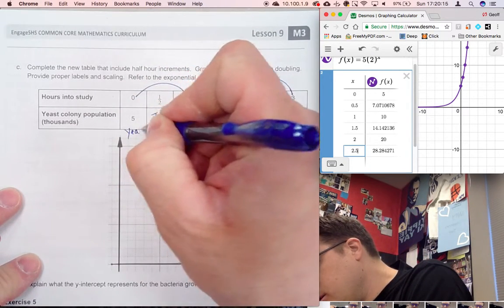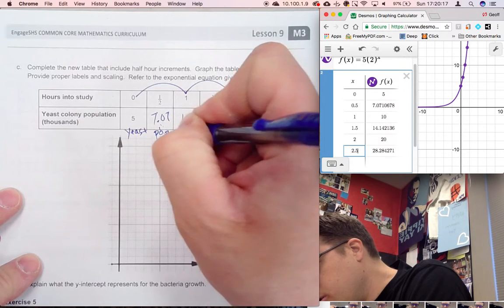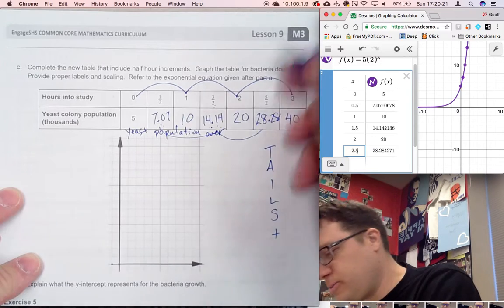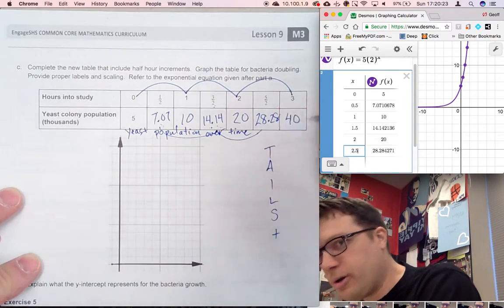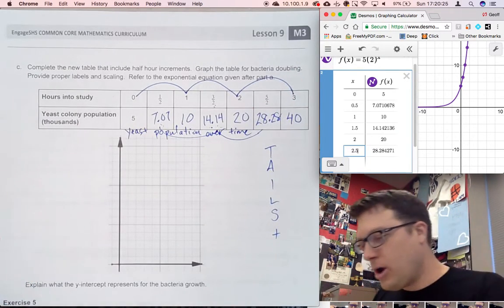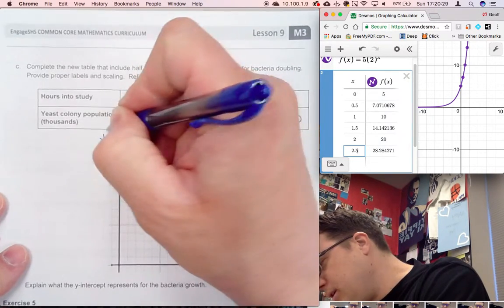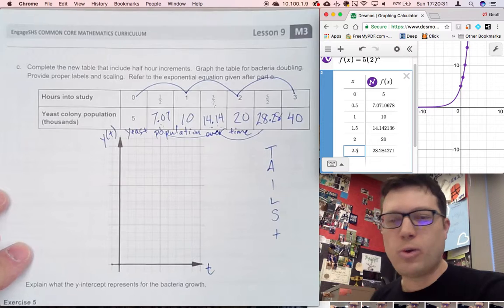Yeast population over time. I ran out of room on my title space. You should try to fit it better. Or don't. Write in pen like I do. Yay. Okay. Our axes, this is time, and this is yeast population. So yeast y of t.